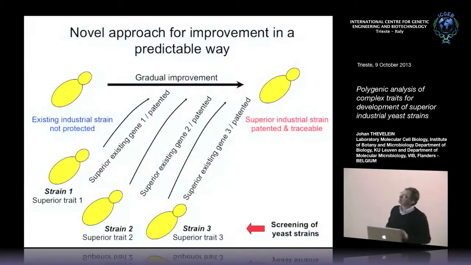So this is actually the scheme that we are using. We are screening collections of yeast strains for strains with superior properties. We are identifying the genes involved in these superior properties, and we are transferring these genes one by one into existing industrial strains that are usually not protected. But the use of these superior alleles, we can protect with patent applications. And in this way, we can obtain superior industrial strains which are protected, patented, and also very well traceable.